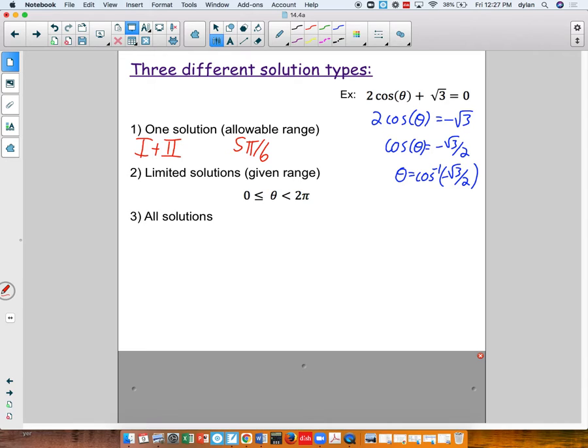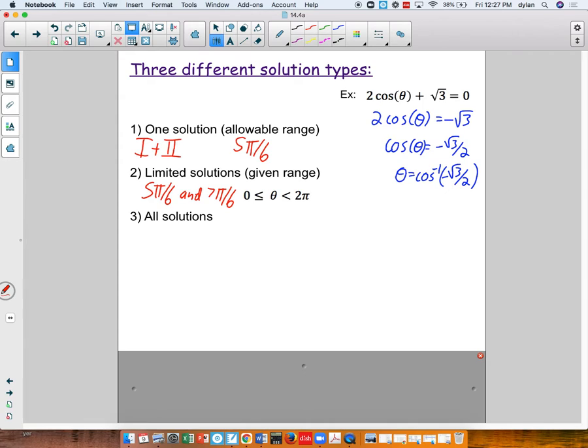If we're asked for limited solutions, though, there's actually two places on the unit circle where when we take the cosine, we get negative root 3 over 2. So there, the answer would be 5 pi over 6 and 7 pi over 6. And then finally, we could have all solutions. And all solutions basically means we have to account for the fact that we can circle around the unit circle infinitely many times from any given solution. We can circle in both directions.